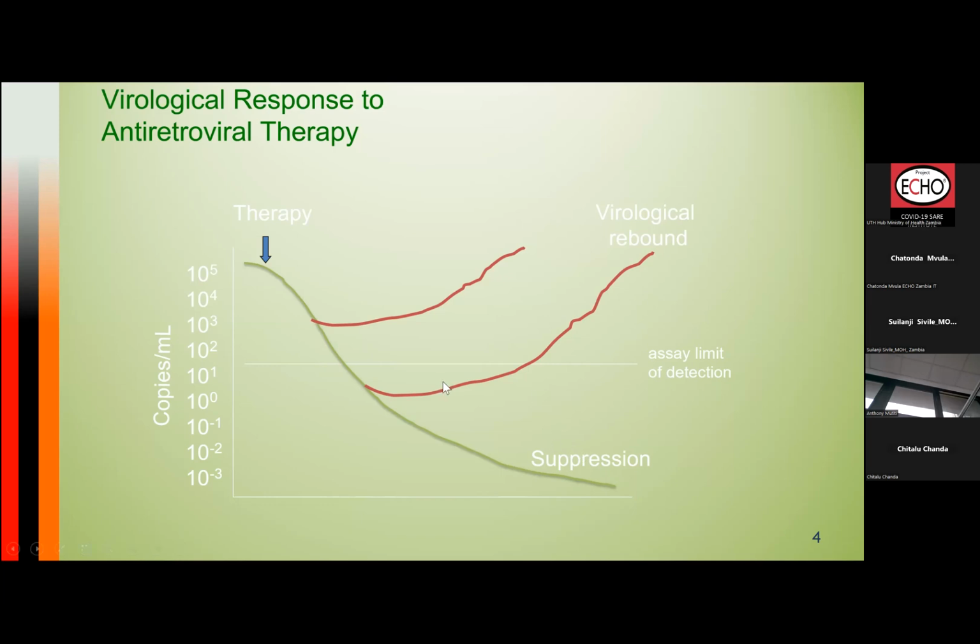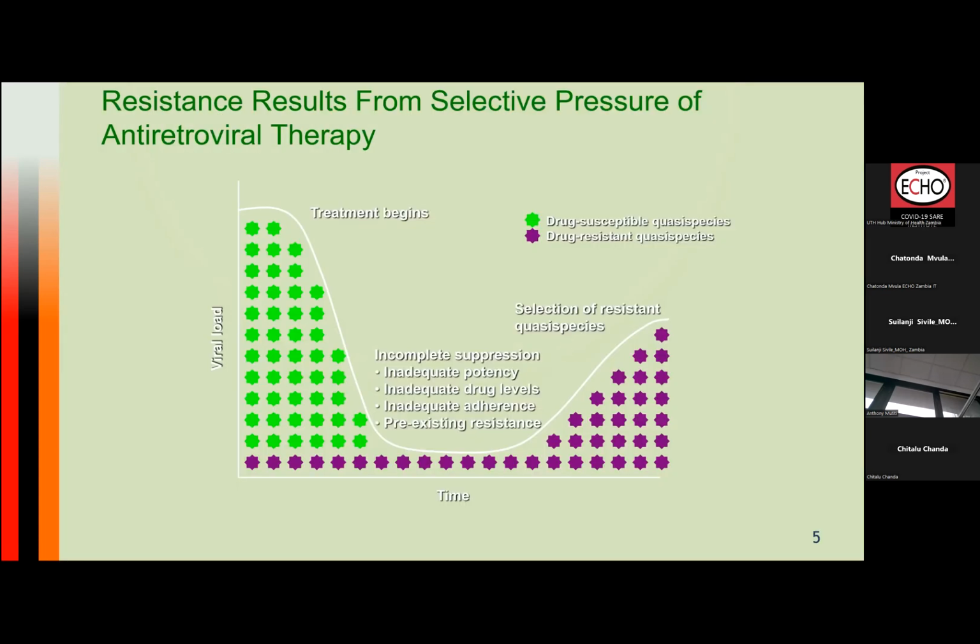Usually, depending on the assay you are using, there will be a detectable limit where you can see it. But even below that, you have some viral activity. Sometimes you have a rebound where the viral load begins to go up again. This can happen prior to really getting below the detectable limit, or indeed after you are undetectable, you become detectable again.